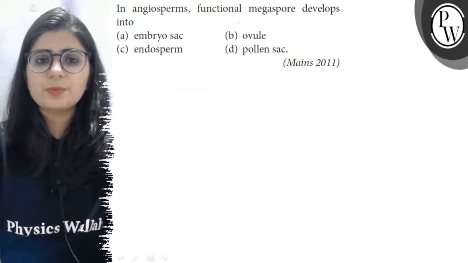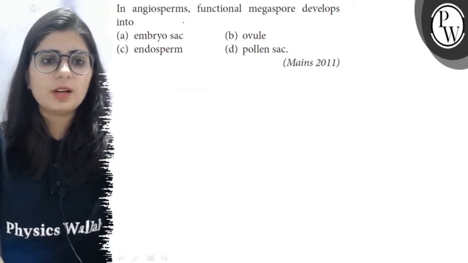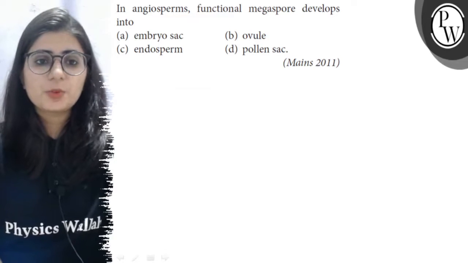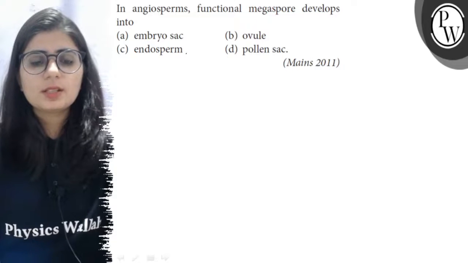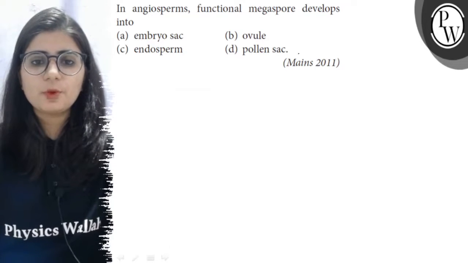Let's see the question. In angiosperms, functional megaspore develops into, and the options are: A. embryo sac, B. ovule, C. endosperm, and D. pollen sac.